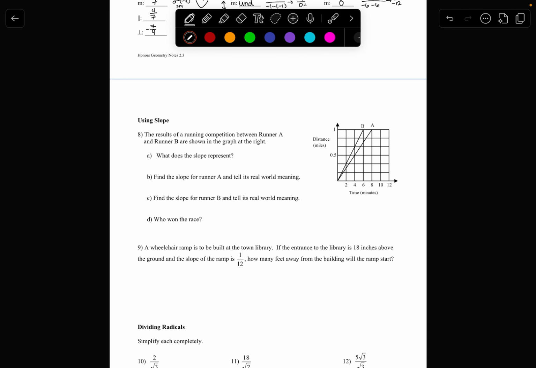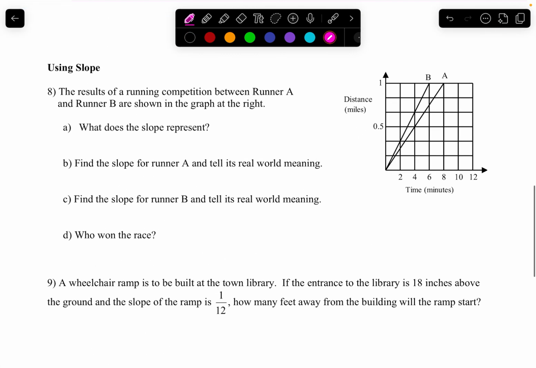Just an FYI, the person that wins the race runs it in the least amount of time, so just keep that in mind, okay? It's not who goes the furthest, because they should all be going the same distance, but who is finishing the race first, that is the winner. So I'm going to answer that question first, because if you look at it, it clearly looks like runner B finished first. They finished in 6 minutes, whereas runner A finished in 8 minutes. So who won the race? Runner B.